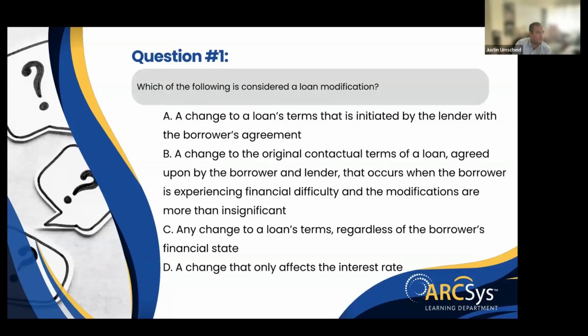The correct answer was B, a change to the original contractual terms of the loan agreed upon by both the borrower and the lender that occurs when experiencing financial strain and the modifications are more than insignificant. Good job, everyone. Most people got that right.